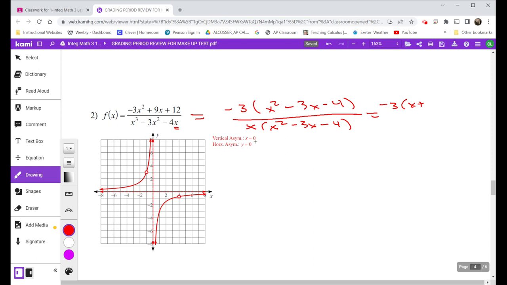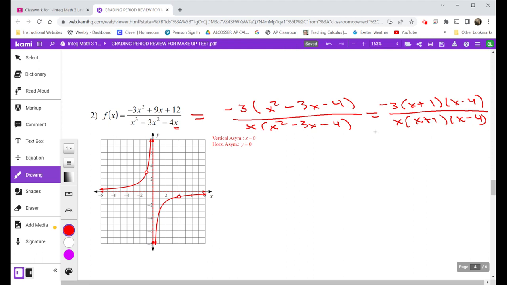So that means I have x plus 1 and x minus 4. Negative 4 times 1 is negative 4. Negative 4 plus 1 is negative 3. There we go. And then the bottom one is x over the same thing, x plus 1 and x minus 4.